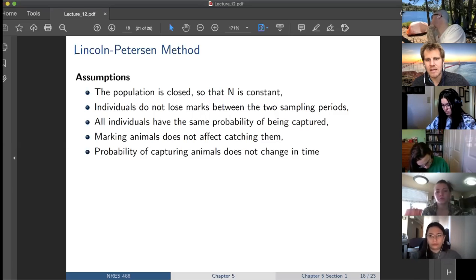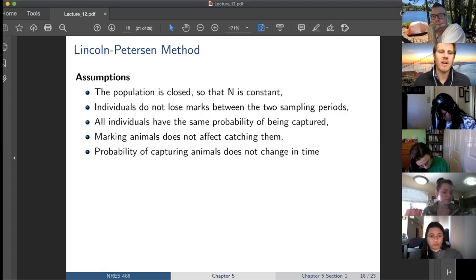Probability of capturing animals does not change in time. So for example, bears in the first sampling event are not in hibernation, and in the second sampling event they go into hibernation. That would be a poor study design. You want to try and design your study to meet all of these assumptions.